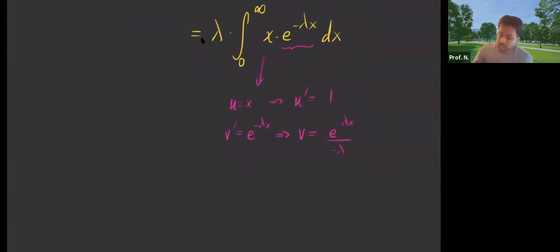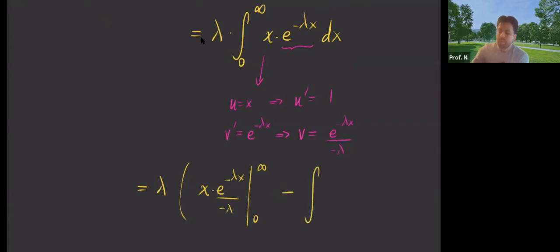So now what does this become? This becomes lambda multiplied by x times e to the negative lambda x over negative lambda from 0 to infinity, minus, what? Minus the integral of what?